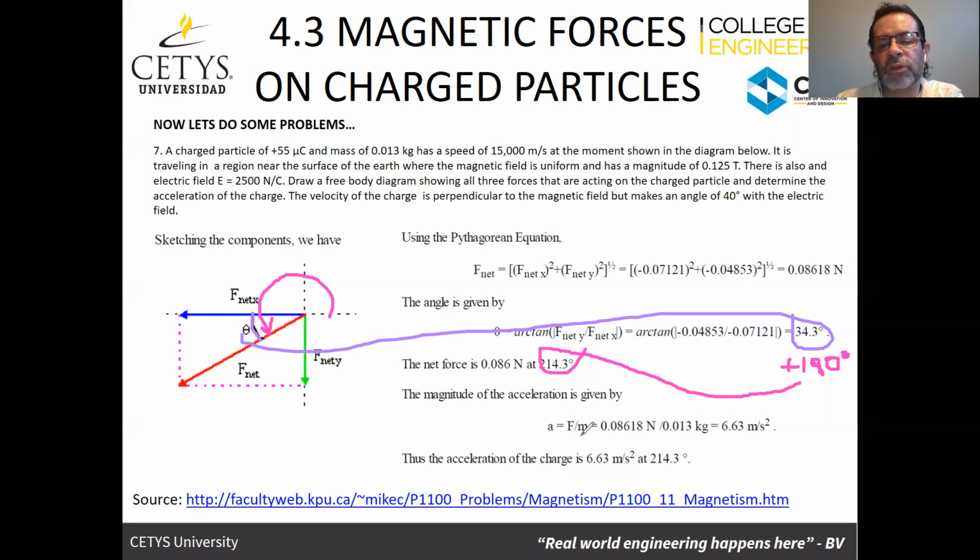If we divide that force by the mass, we're going to get the total acceleration. We're going to get that the total acceleration of the particle is 6.63 meters per second squared. So at that moment, the charge is moving at 15,000 meters per second, and it's going to have an acceleration of 6.63 meters per second squared due to the combined effect. This is going to be the effect of the charge with all of the three forces involved.